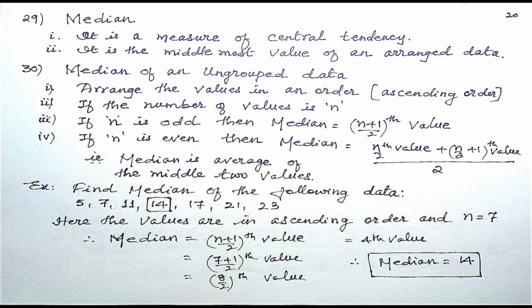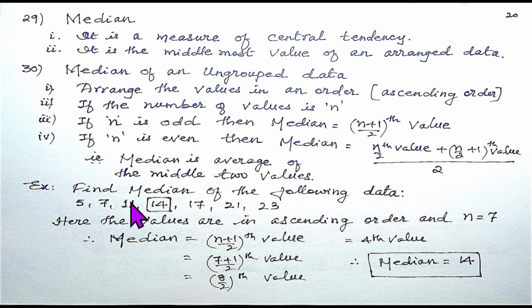Or you can even find the median when n is even by taking the average of the middle two values. To understand this, let us consider a few examples. Now find the median of the following data. We are given the data here: 5, 7, 11, 14, 17, 21, 23. They are already in ascending order.